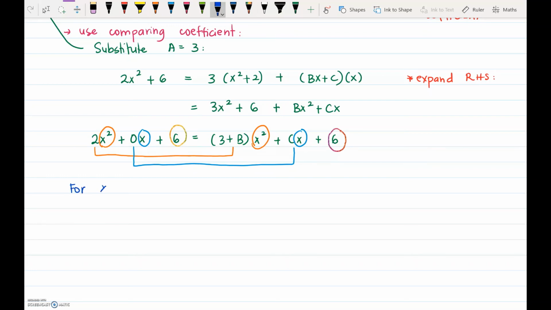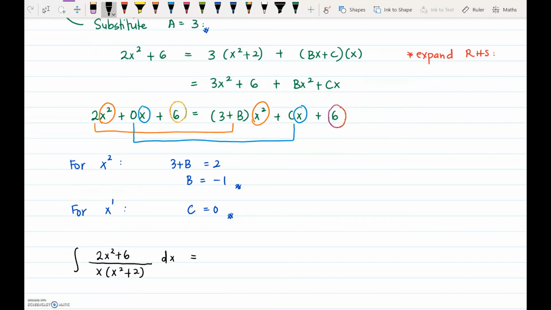For the x squared terms, you will have 3 plus b equals 2, so now you will have b equals -1. Next, comparing the coefficient of x to the power of 1, we have c equals 0. And for the number, you have 6 on both sides. So now we have the value of a is 3, the value of b is -1, and the value of c is 0.